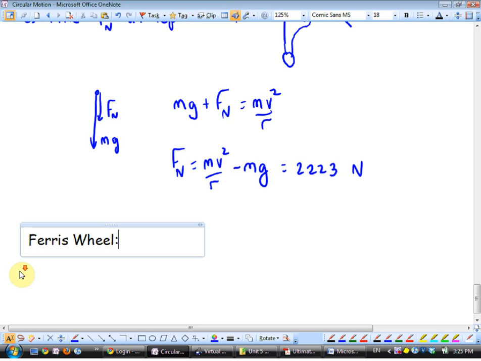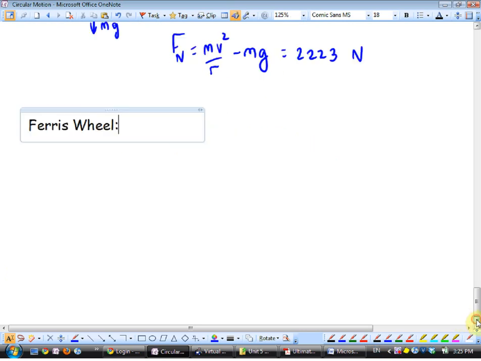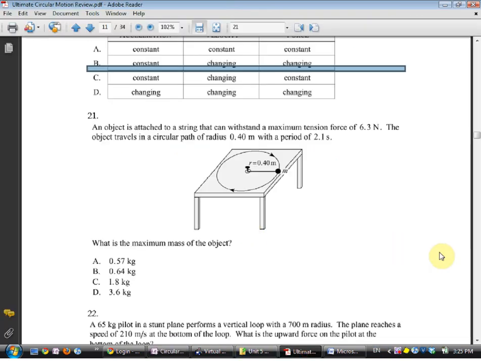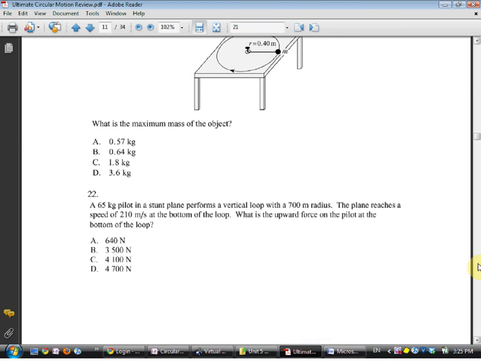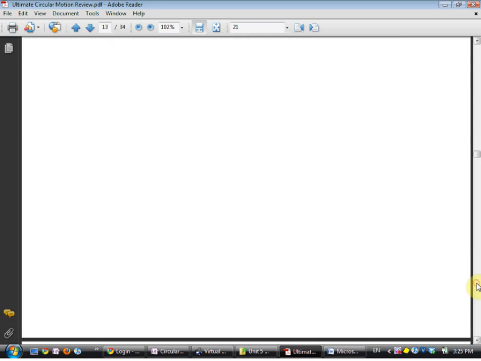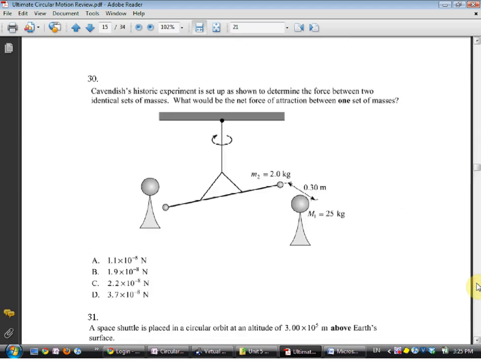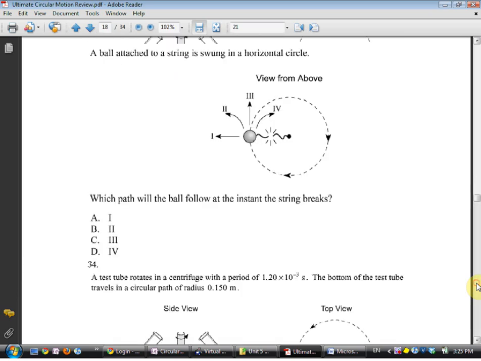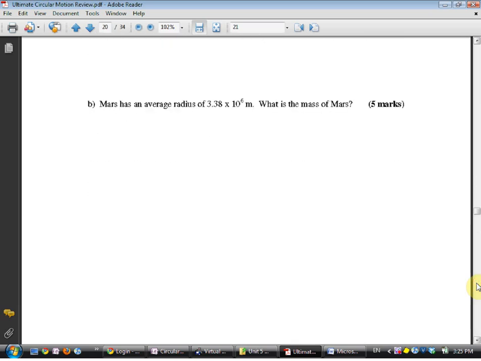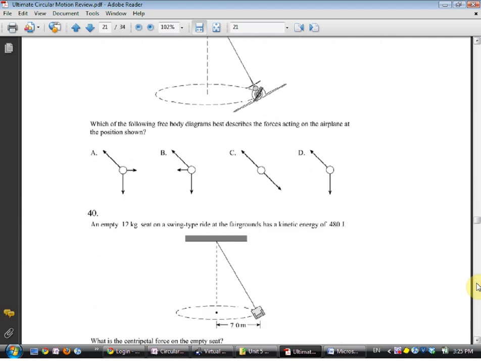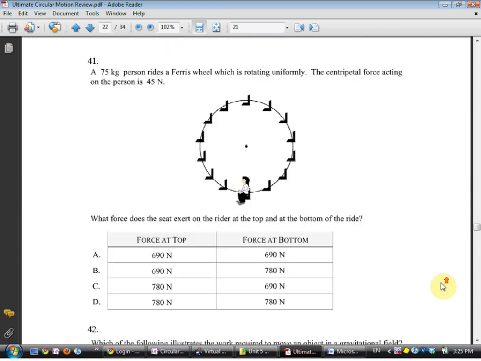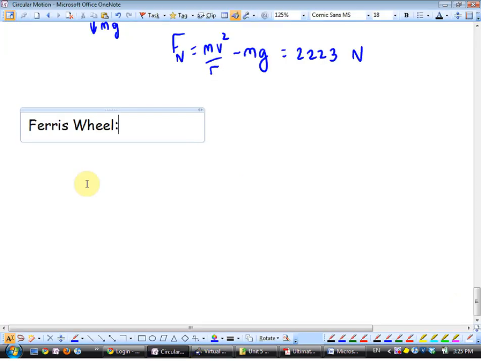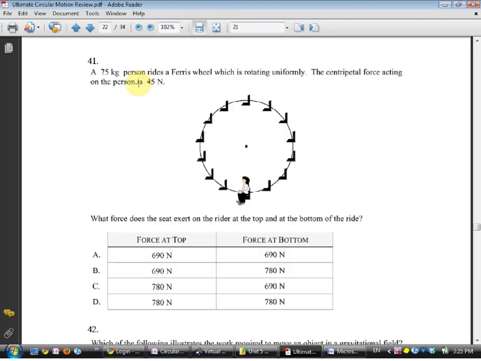Ferris wheel type. I think I have one of those in here, so let's... Look at that. Number 22 was a vertical loop that probably wouldn't have killed him. Oh, well. I know I have a Ferris wheel picture in here somewhere. I know 16 is as well, but I kept moving forward.